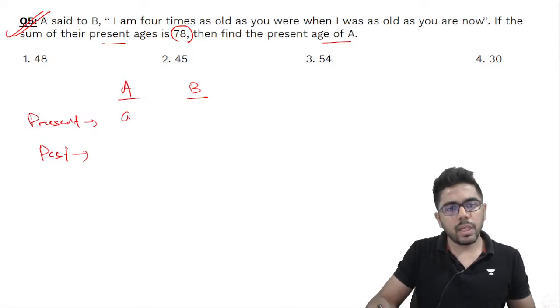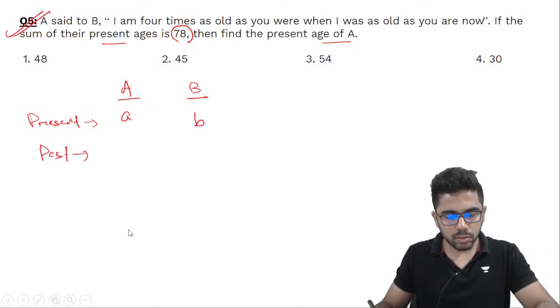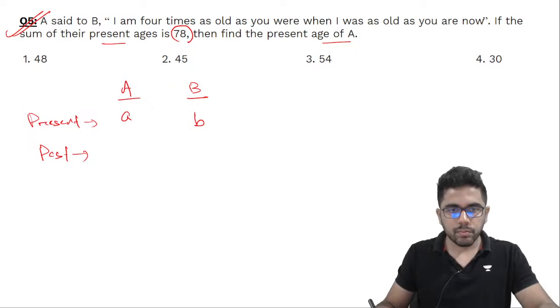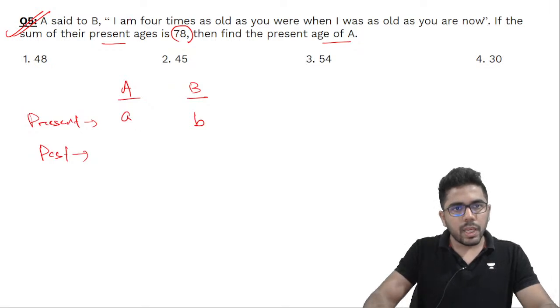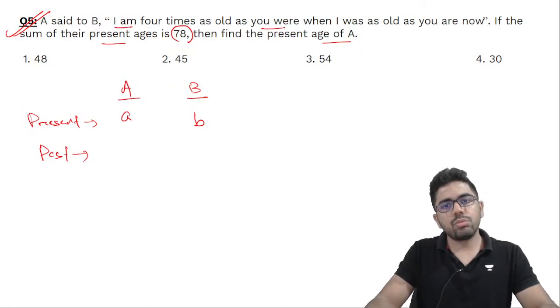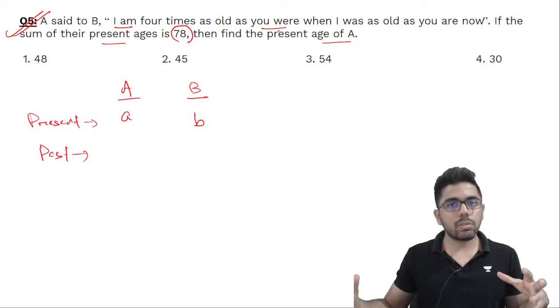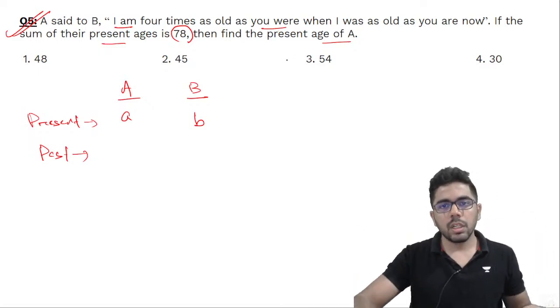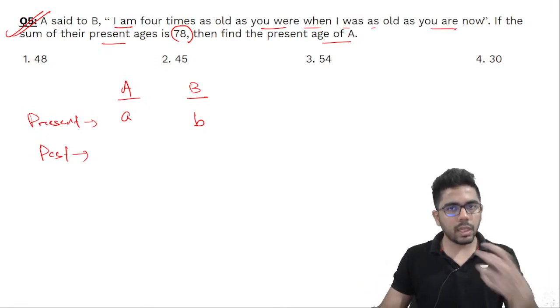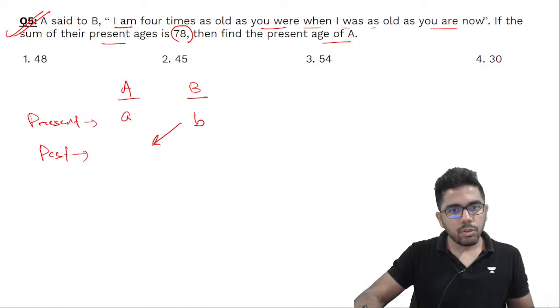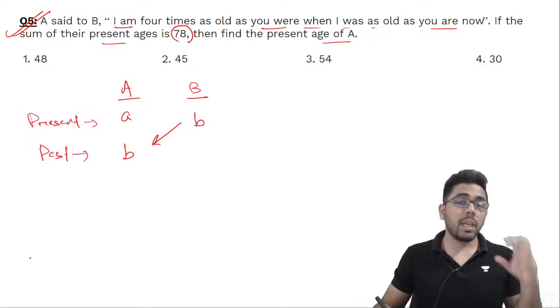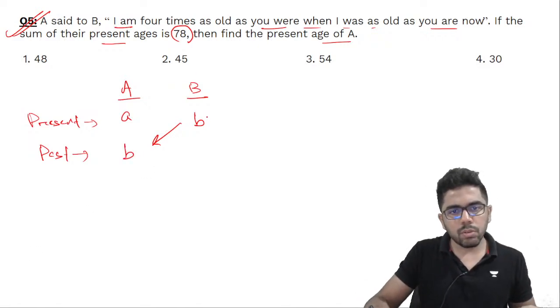So let us say A's present age is A and B's present age is B. So A is saying I am 4 times as old as you were. Meaning he is not comparing with B's present age, but with the past age. Which past? When I was as old as you are now. So basically A is telling B, when I was your age. Meaning when A was B years old, how old was B?